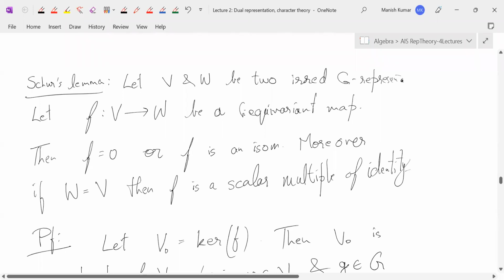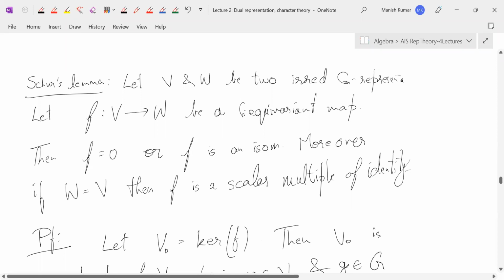If you think about the setup of R-modules or vector spaces, there are many possibilities. Here it says that if it's a map of representations between two irreducible ones, then it has to be either zero or an isomorphism. There are no two ways about it. Moreover, if W is the same as V, and hence F is an endomorphism, then F has to be a scalar multiple of the identity. It sends v to some λ times v for a given fixed λ. So that's the content of Schur's lemma.